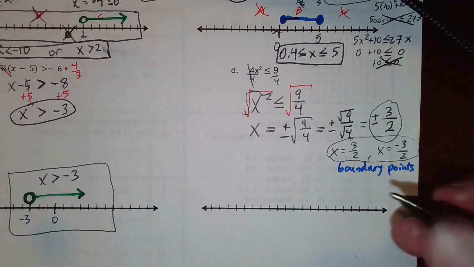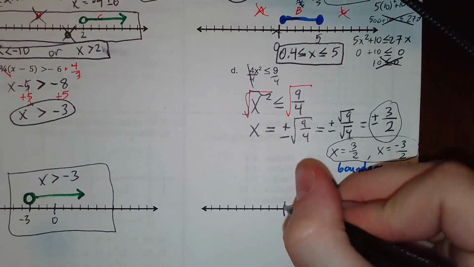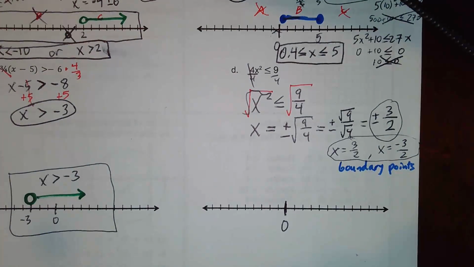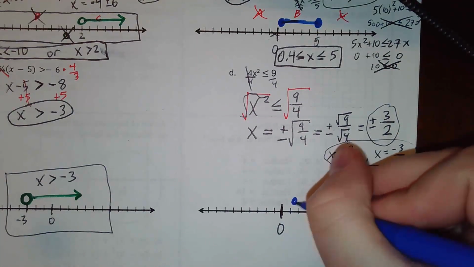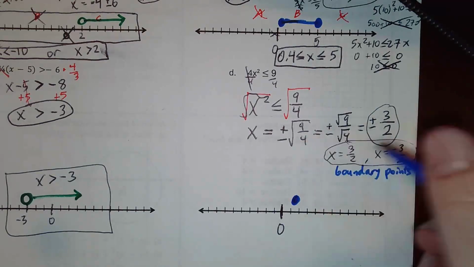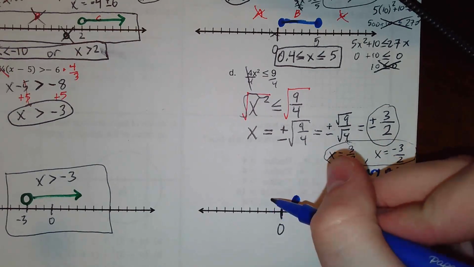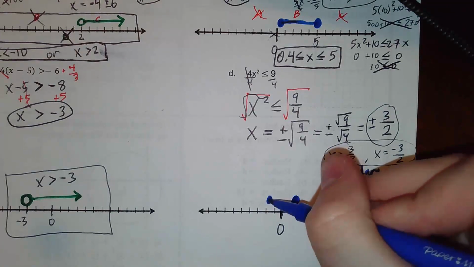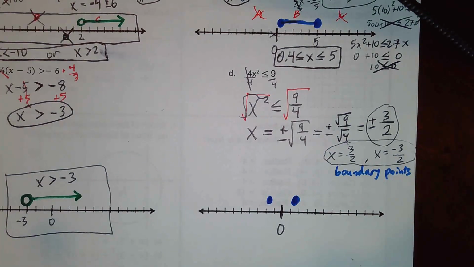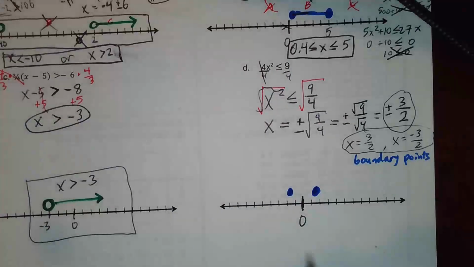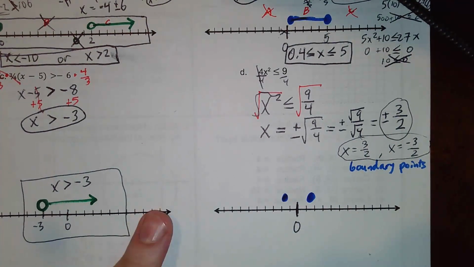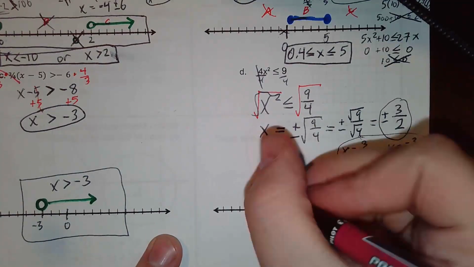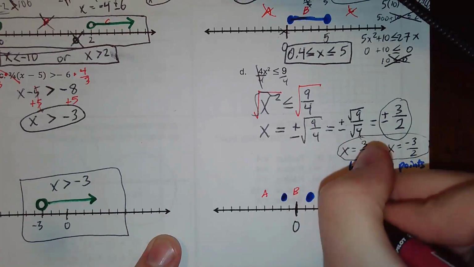So I'm going to graph these, maybe perhaps graph 0. 3/2 is about 1.5. Closed dot. And negative 3/2 is negative 1.5. You can check your work. What's 3 divided by 2? It's 1.5. So that would be our two boundary points. Now, does our solution lie in region A, or in region B, or in region C?